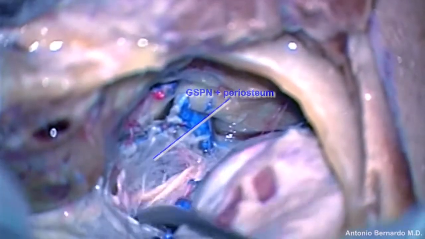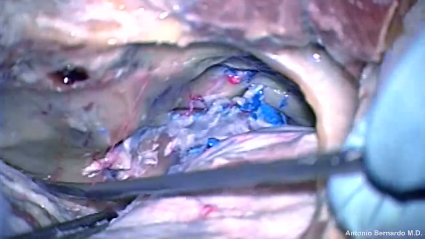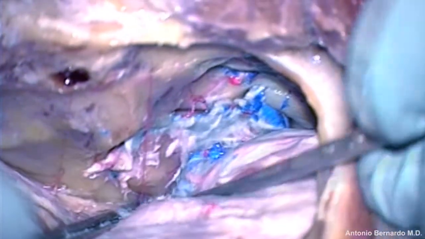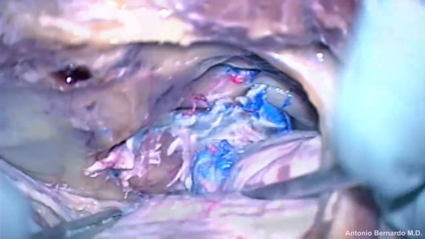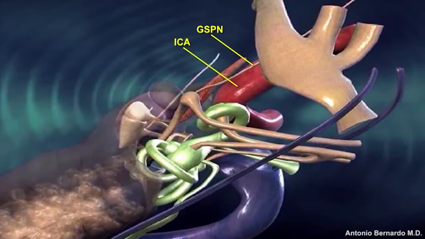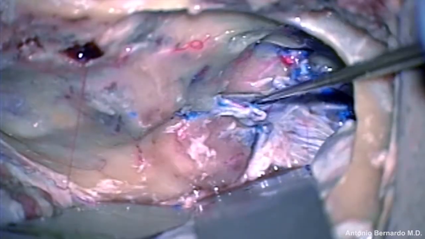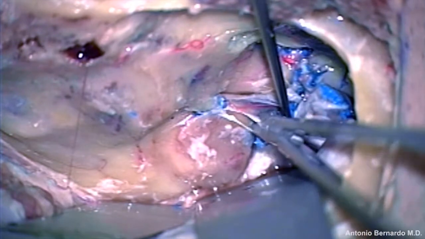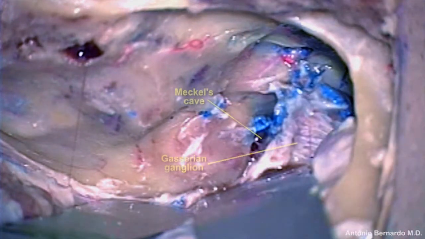This will guarantee that the GSPN is mixed with the periosteum and is left on the middle fossa floor without any possibility of injury to the nerve. The GSPN is isolated, the foramen spinosum is identified. The GSPN is in correspondence of the intrapetrous carotid artery. It needs to be cut and reflected anteriorly in order to expose the intrapetrous carotid artery.